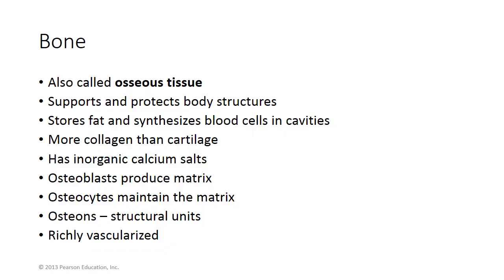Think about that. Then bone, osseous tissue. Supports, protects, stores fat. That would be the yellow bone marrow. The red bone marrow makes blood cells, red cells and white cells. And it's got a lot of collagen, more than cartilage, because it's got to be real strong. But what makes it hard, there it is, inorganic calcium salts. Premature bone cell, osteoblast, produces the stuff in between the cells, matrix. The osteocytes maintain it. And then osteon, I'll show you a picture of that, I'll explain that to you shortly.